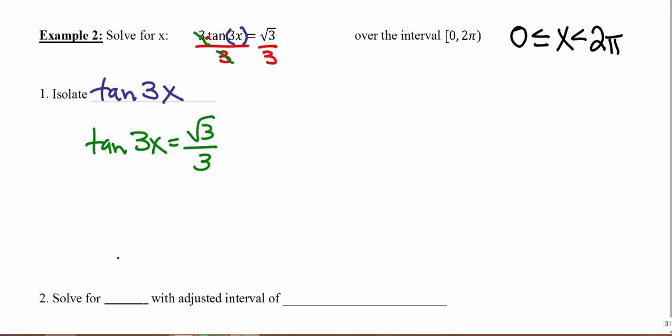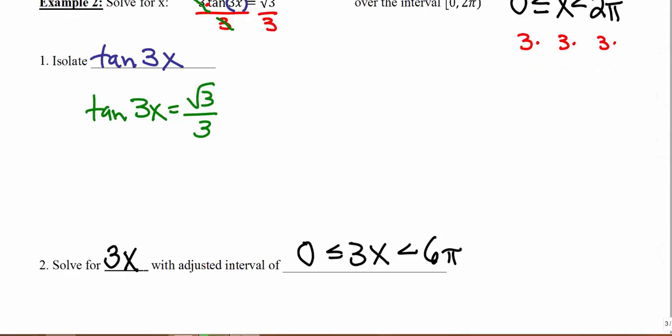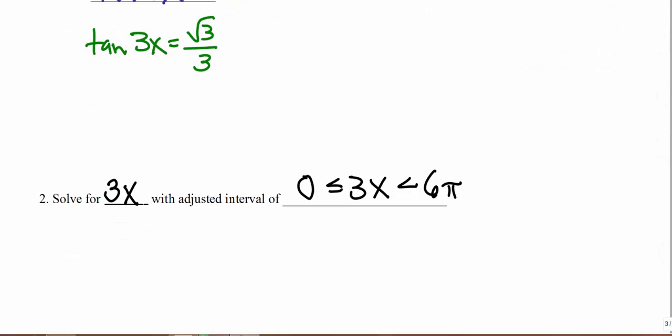So what we first must do is solve for the angle 3x with an adjusted interval. We want to multiply all 3 parts of the original domain by 3. So if I multiply by 3, we get 0 less than or equal to 3x less than 2 pi times 3, which gives us 6 pi. What we're really looking for now is 3 rotations around the unit circle.